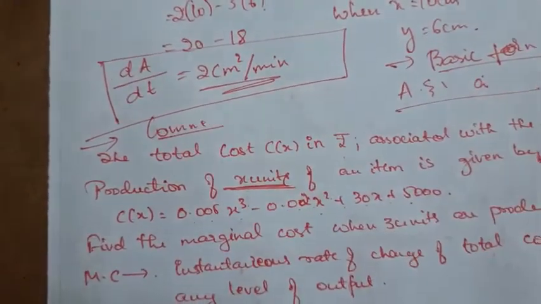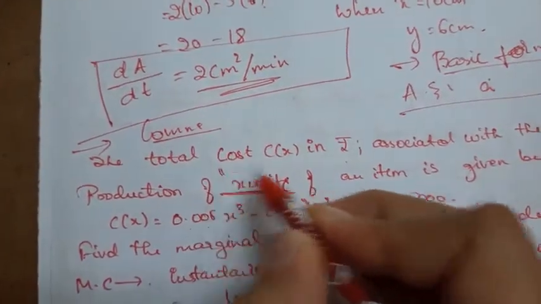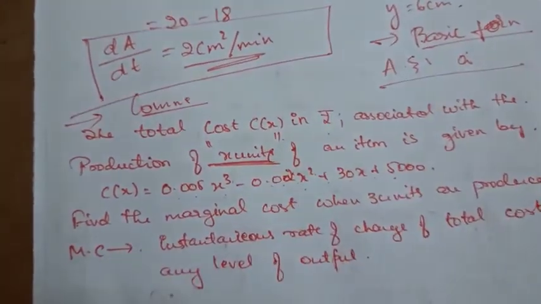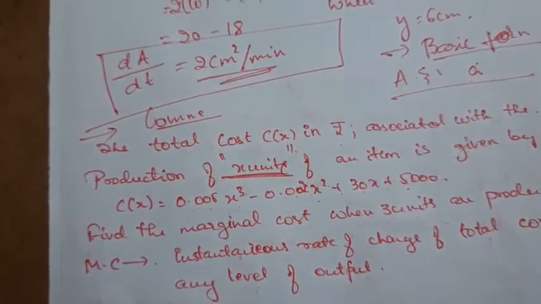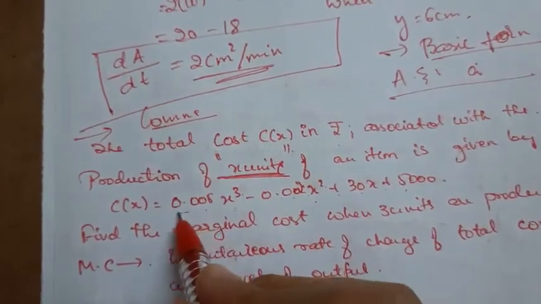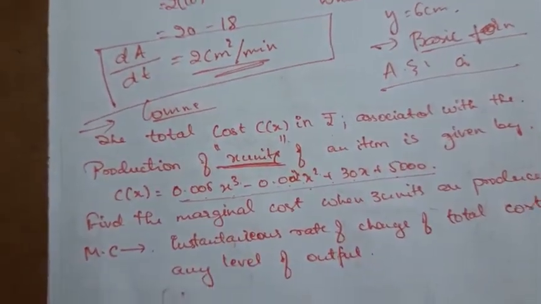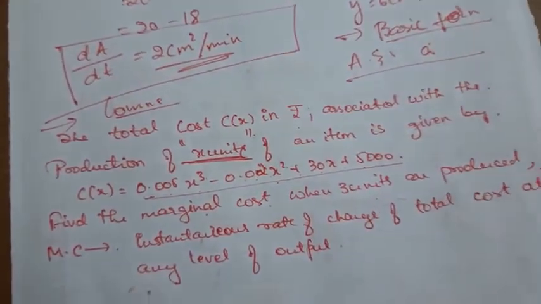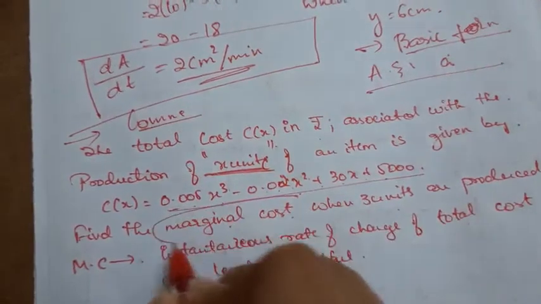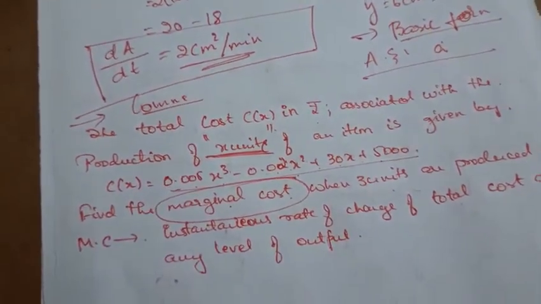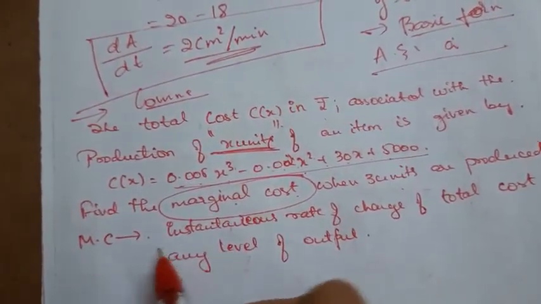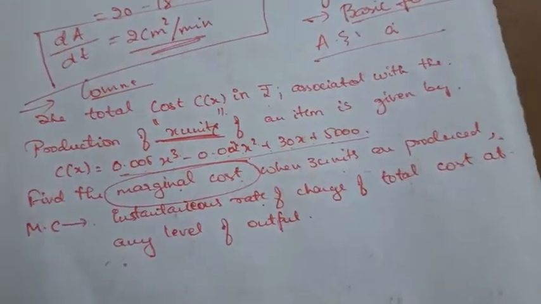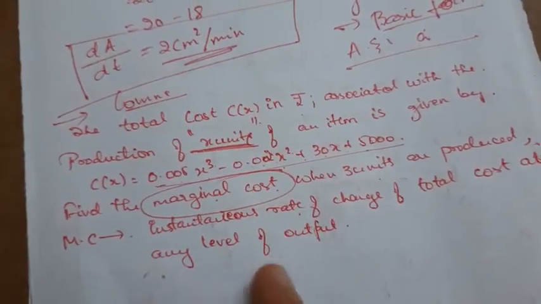So how much of that item is produced? That item is produced in x units. When that item is produced in x units, the cost of that item they have given in this manner. What we need to find? We need to find the marginal cost when 3 units are produced. Here, by looking at the marginal cost, you might think, what is this marginal cost? Here, marginal cost means the instantaneous rate of change of total cost at any level of output.